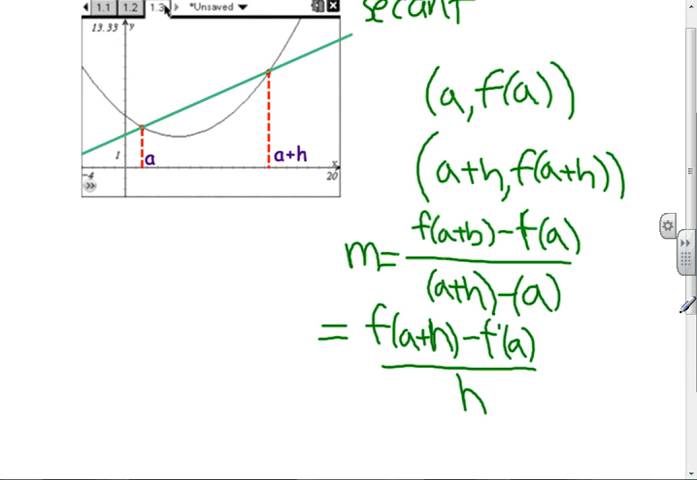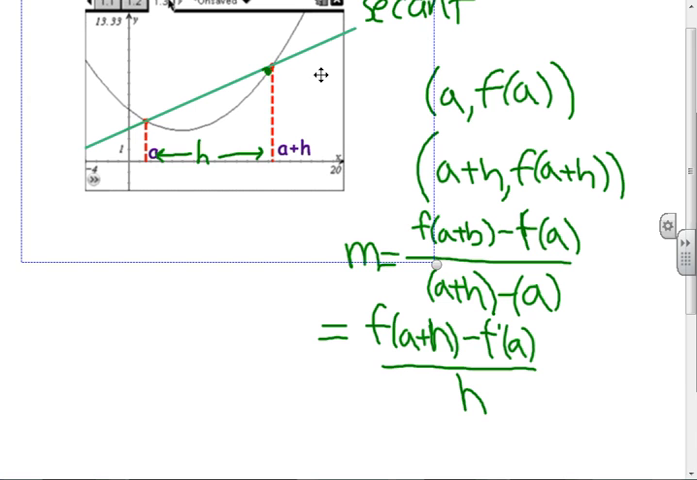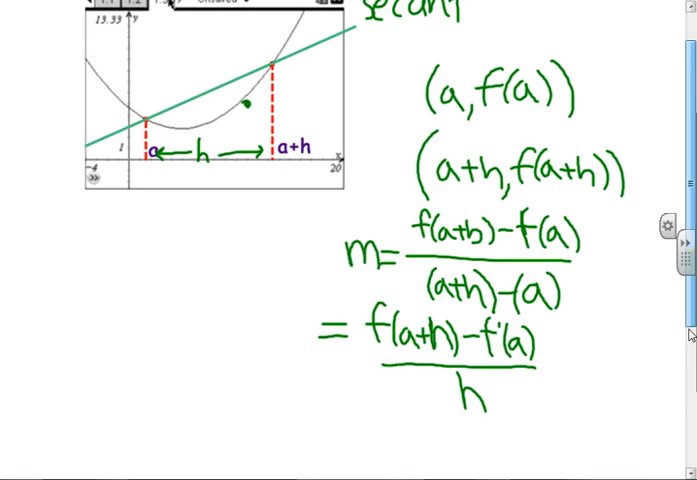Well, what we're going to do is we're going to put a point on the graph here, and I give you the specific values. What is h? H is the distance between your x coordinates. And so we're going to take that point, and we're going to drag it down the curve. You want this to get closer and closer and closer to A. So what's happening to H? It's approaching 0. So this is the average rate of change.